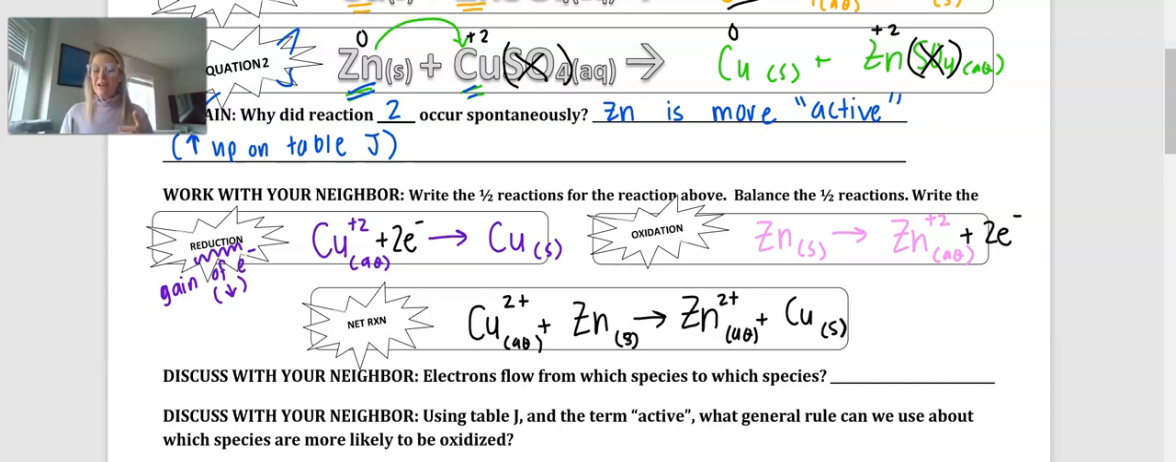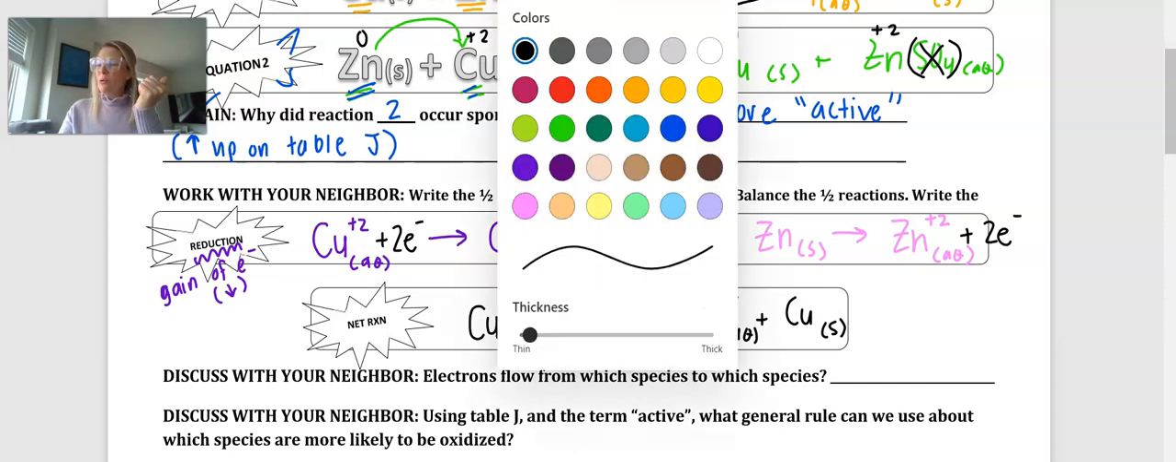Now, because copper 2+ is gaining 2 electrons and zinc is losing 2 electrons, we actually did not have to multiply either. The number of electrons lost was equal to the number of electrons gained. Now, I want to know electrons flow from which species to which species. And you might be thinking, well, why is this really important?